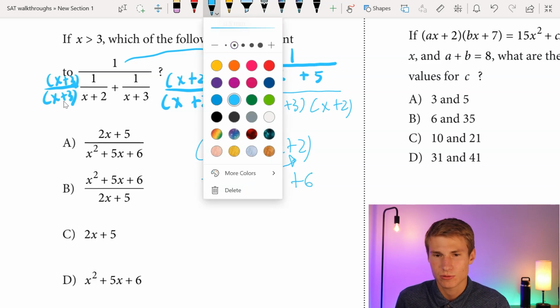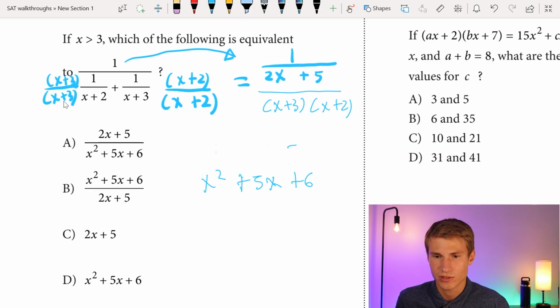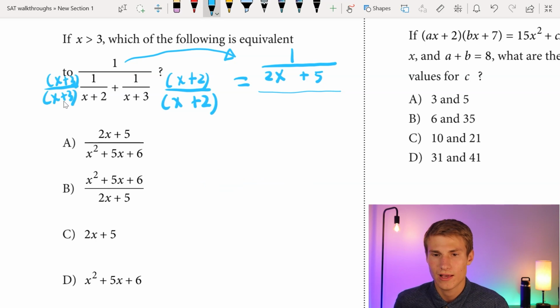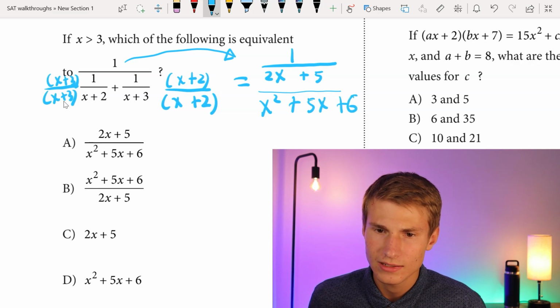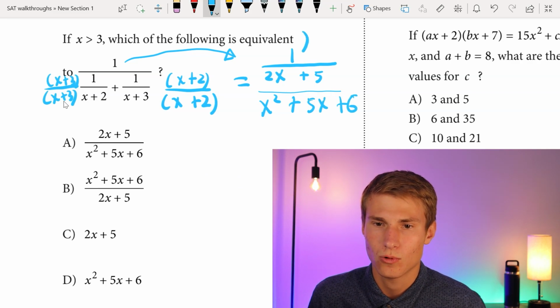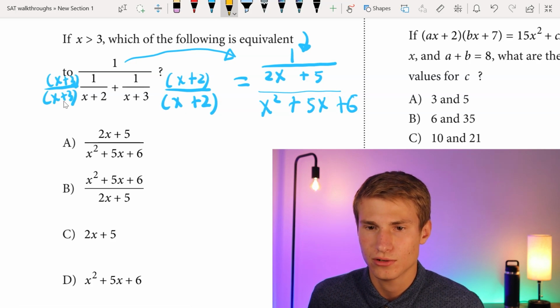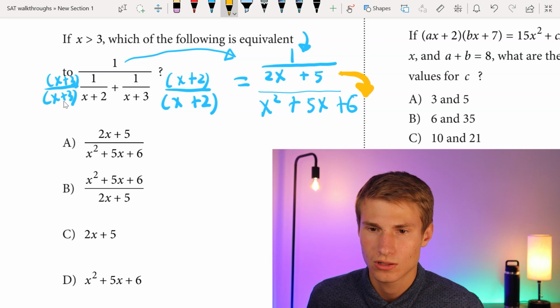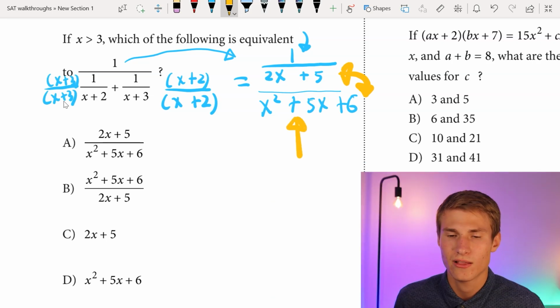I'm going to switch my pen back to being a little bit thicker now. Now that we've solved that out, we're going to substitute that in for x plus 3 times x plus 2. So we're going to have x squared plus 5x plus 6. Now, since we have this 1 up top, we've got to flip these two numbers that I'm putting in orange. What's on the very bottom right now is going to become our numerator, and what's in the middle will become our denominator.